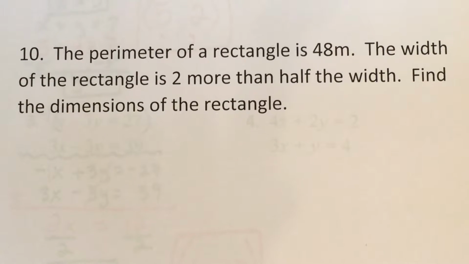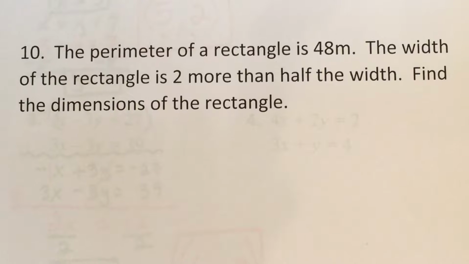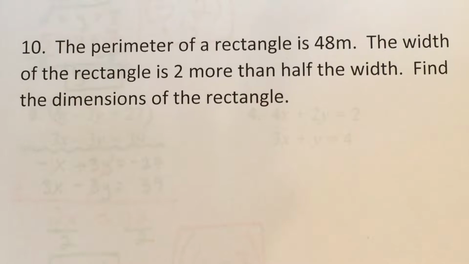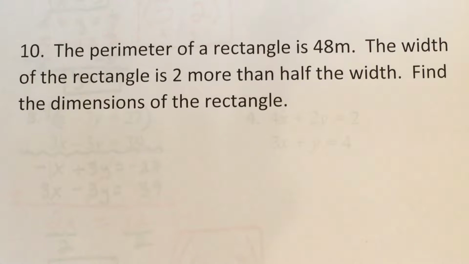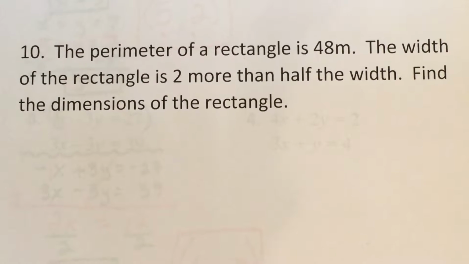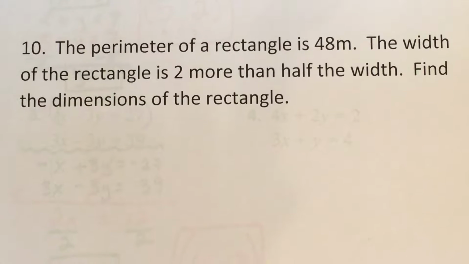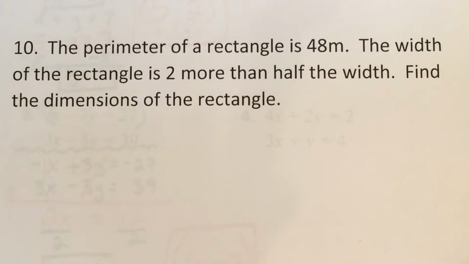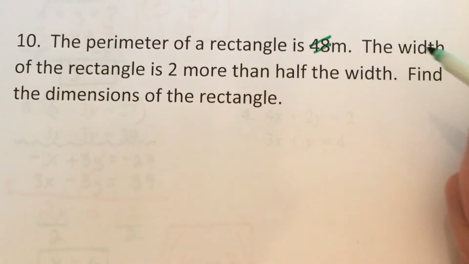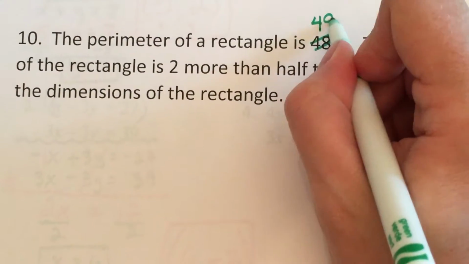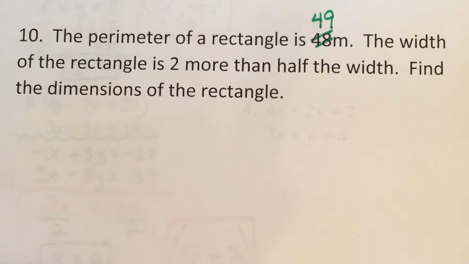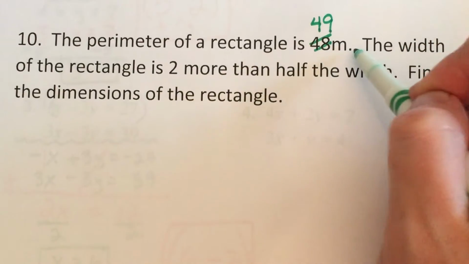Let's finish off this lesson of solving systems by elimination. First, we're going to look at exercise 10, and in doing so, we need to make a couple of adjustments. I guess it was just a rough day sometimes when you build in a problem to do. So first off, this 48, let's change this to a 49. Just trust me on that. So the perimeter of a rectangle is 49 meters.